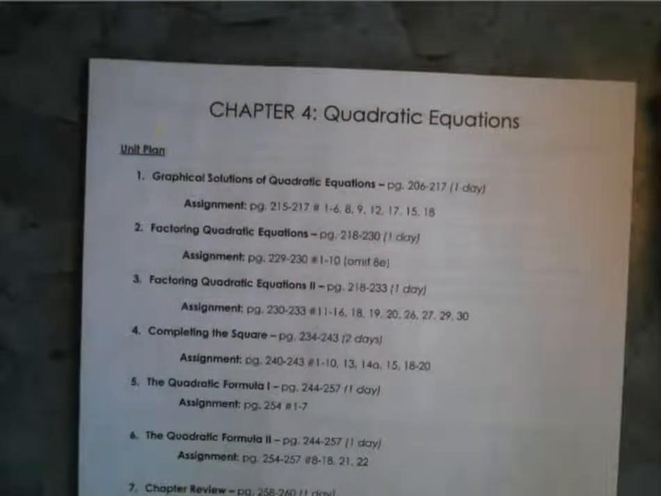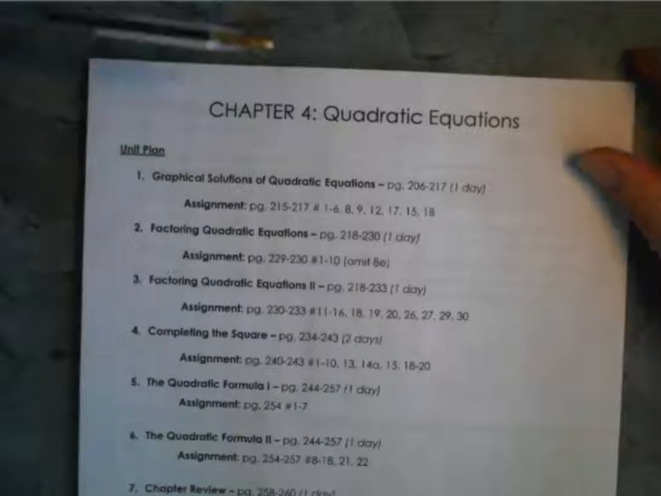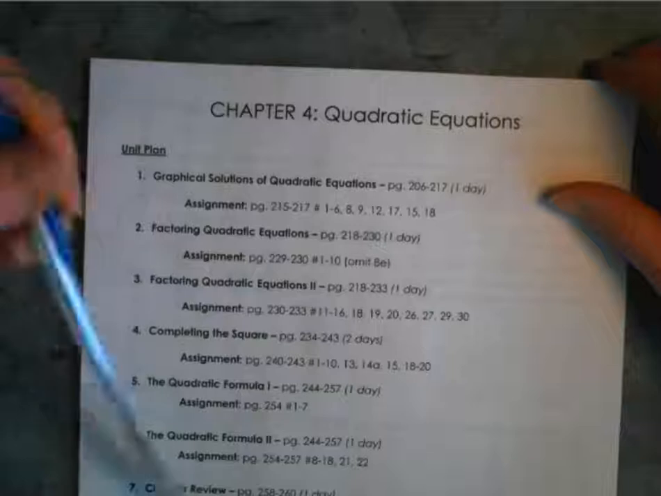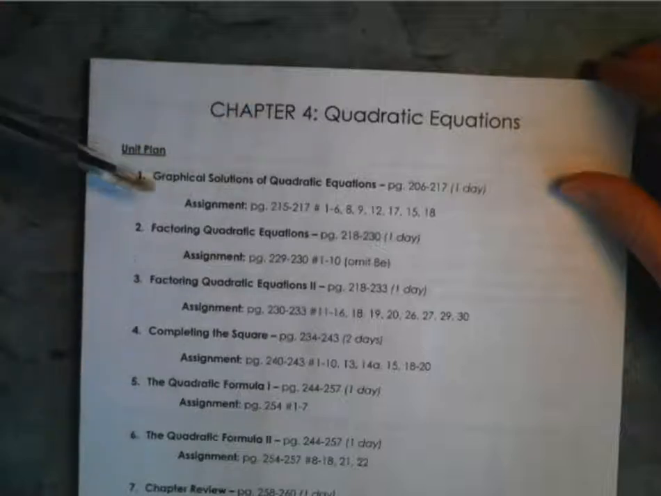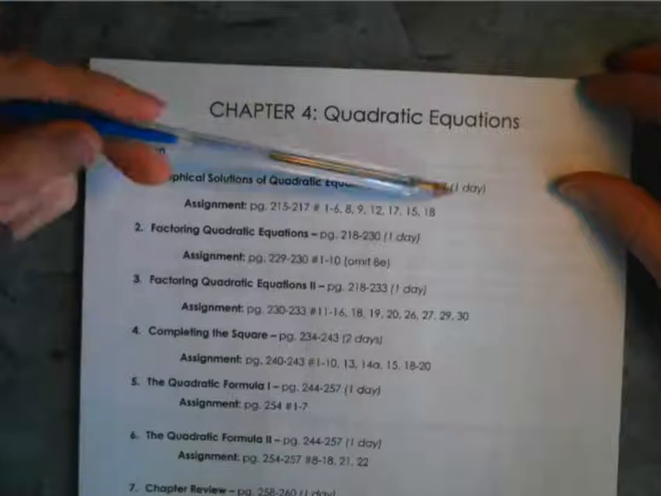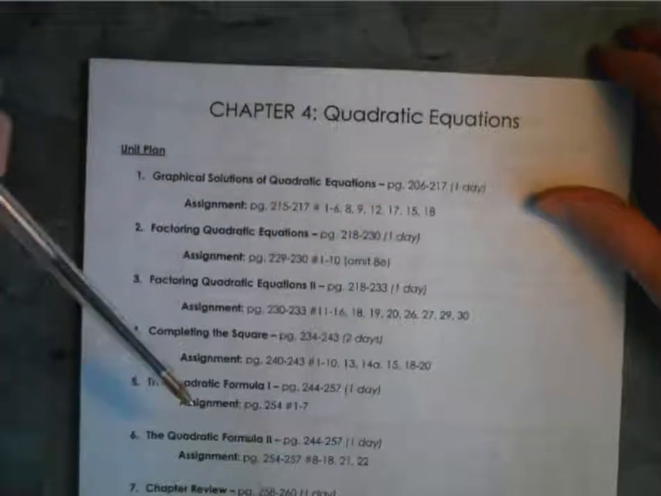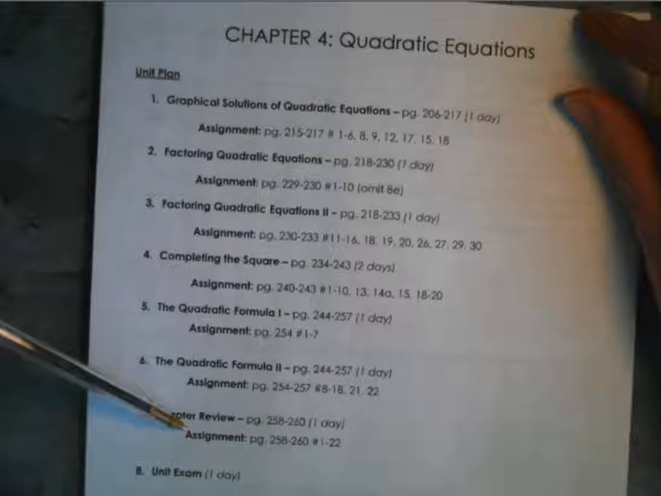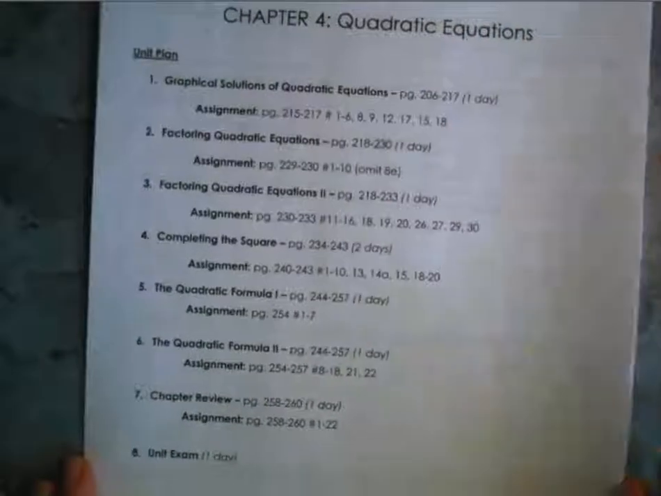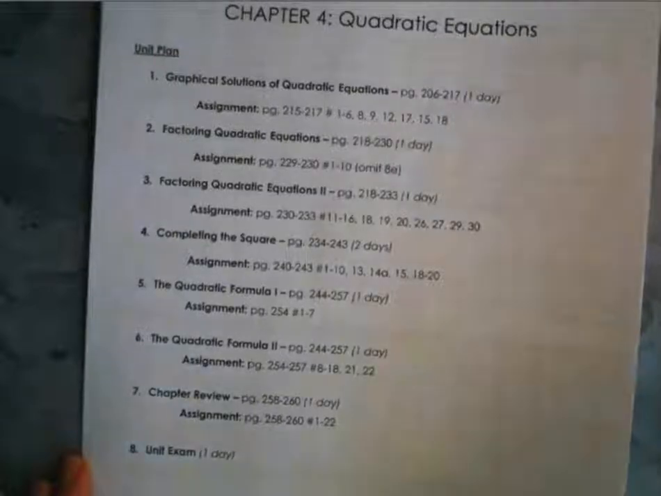So today we are starting with chapter 4, looking at quadratic equations. And you'll notice at the beginning of your blank set of notes, there's an outline of the different sections that you'll be covering and how many days you should be spending on them, including the review at the end as well as your unit exam there. You should be using that as a guideline for how you should be completing your studies.